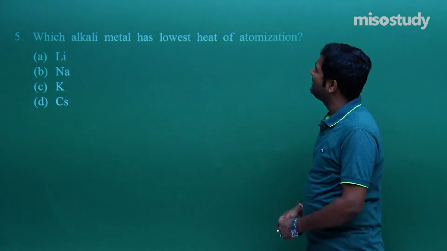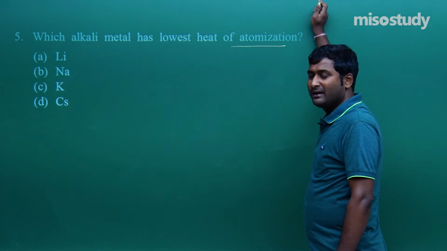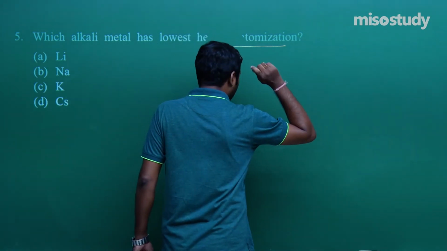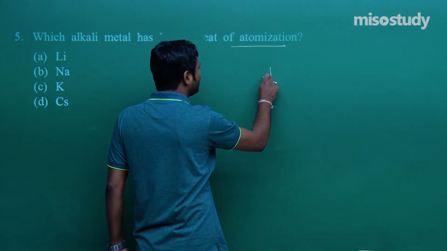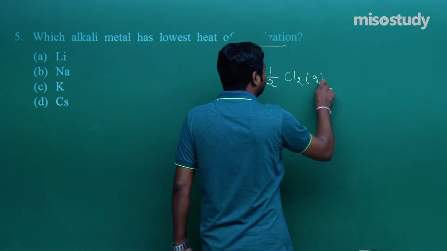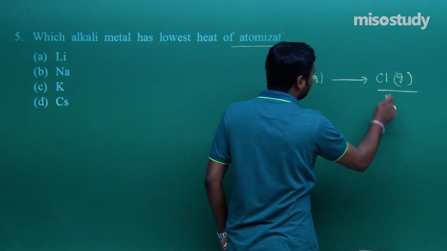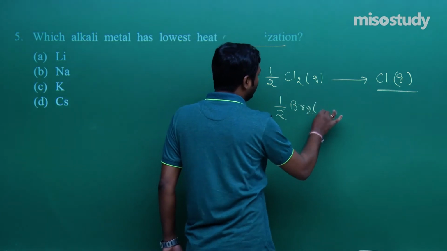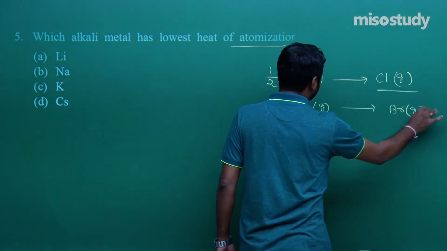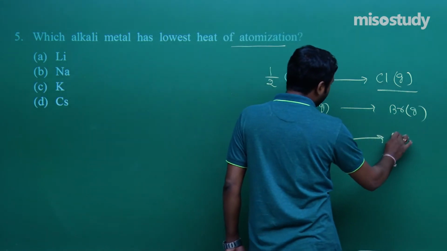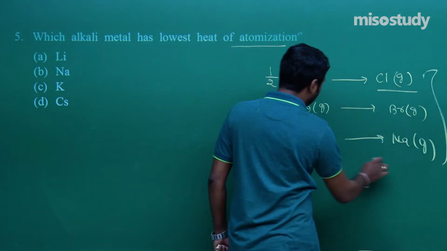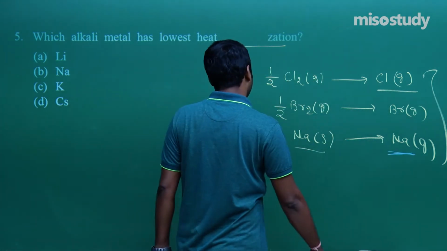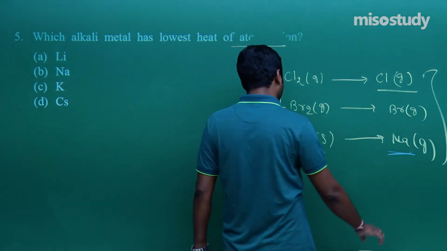Now the next question: which alkali metal has lowest heat of atomization? What is heat of atomization? Sir, the heat change, or you can say enthalpy change, to convert any standard elemental form into the gaseous form, that is one mole of gaseous form, that is heat of atomization. Like here, 1/2 Br2, during this change it gives Br in gaseous form. If I write Na in solid form, it gives Na in gaseous form. So the total heat change during the conversion of standard form into one mole of gaseous form is known as heat of atomization or enthalpy of atomization.